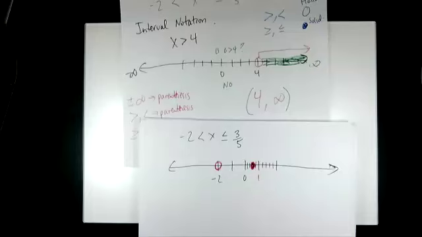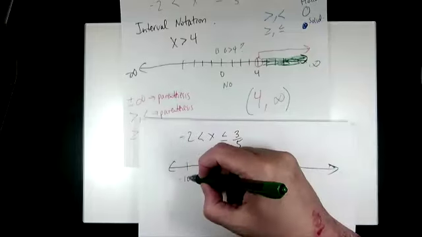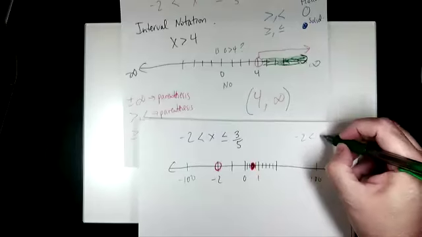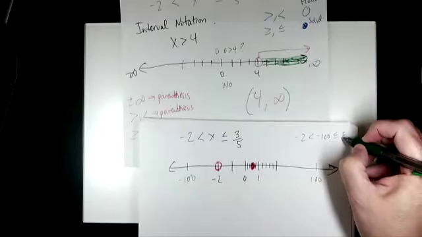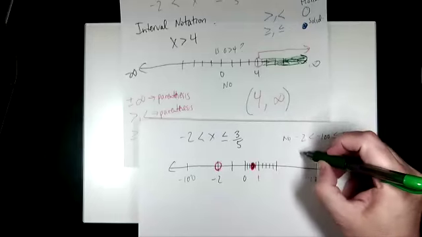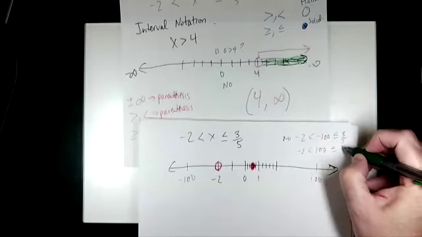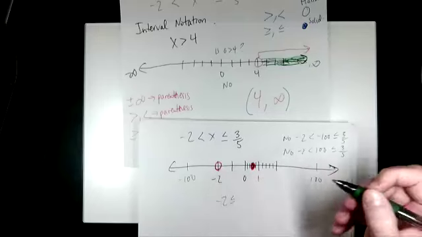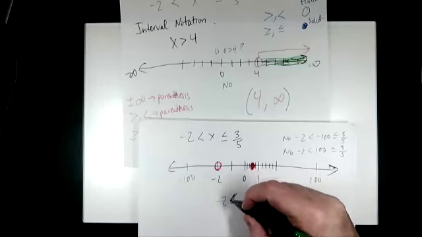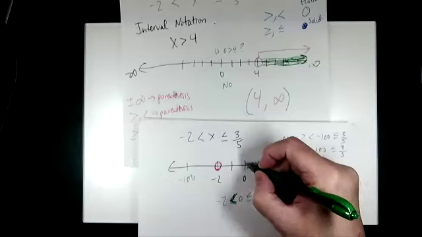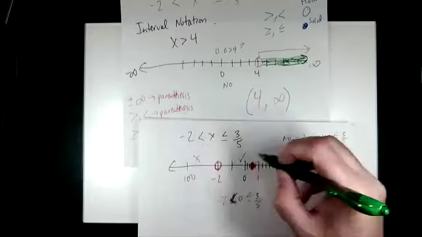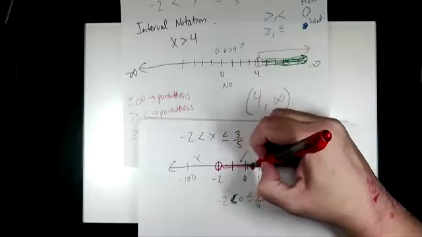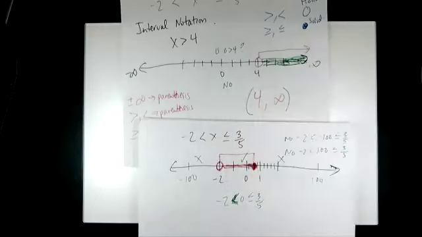X is between them. You can pick test values if you'd like for each region. Negative 100, 0, and 100. And which ones satisfy it? Is negative 2 less than negative 100, less than or equal to 3/5? No. Same thing goes true with 100. It does not meet all of them, but 0 will work. So this is a region we like, and these are regions that we don't like. We can either shade between them, or we can do the little line connecting above.